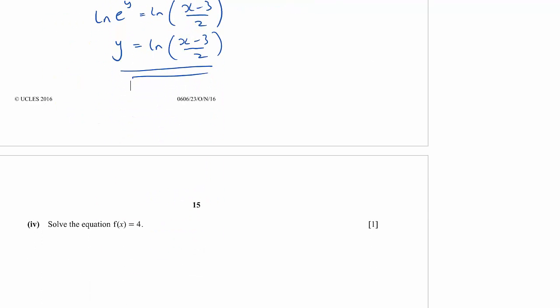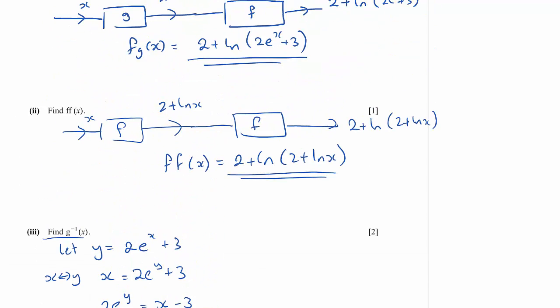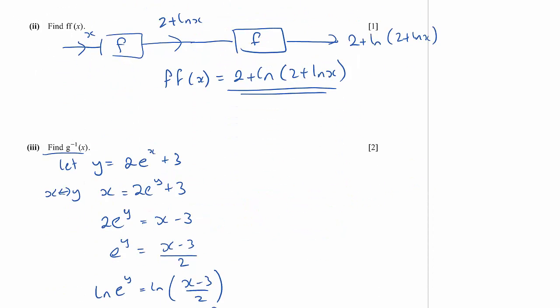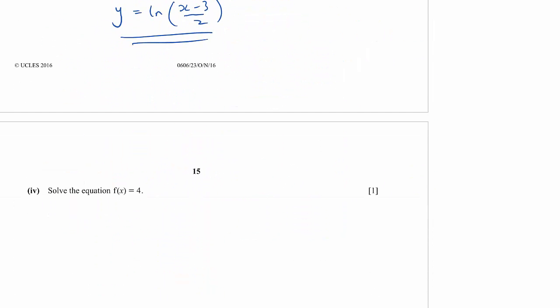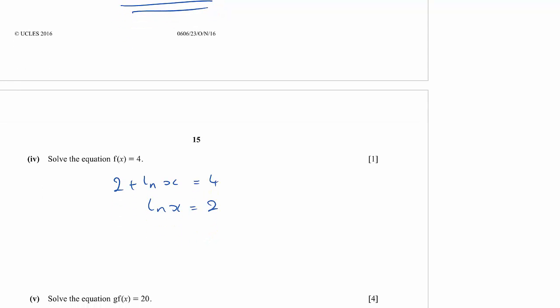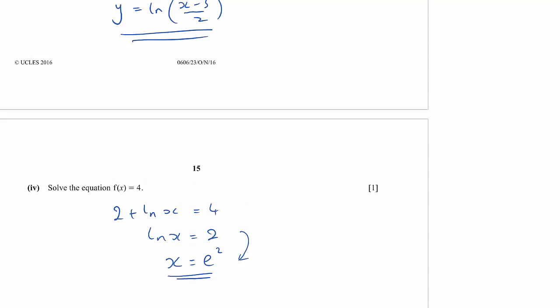So now we want to solve the equation f of x is 4. Let's remind ourselves which one was f. 2 plus ln x. So we've got 2 plus ln x is equal to 4. So ln x is equal to 2. And that would mean that x is going to be just e squared, just by doing the equivalence of logarithmic and exponential statements. Solve the equation g of f of x is equal to 20.